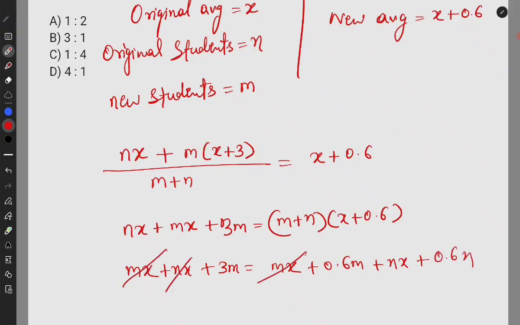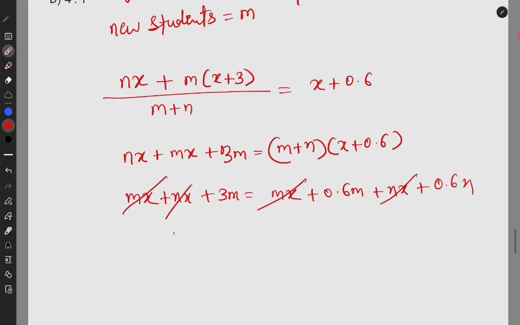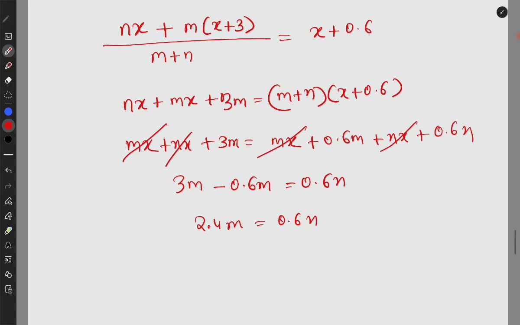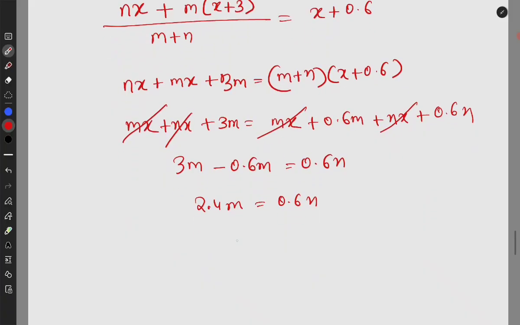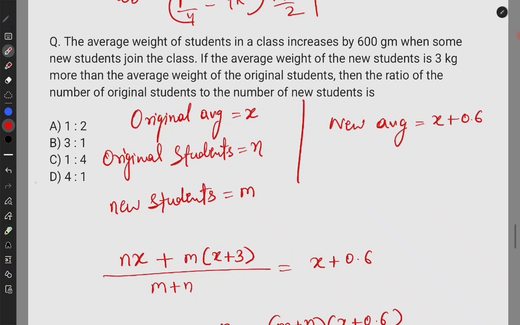So mx cancels out, nx cancels out. We are left with 3m minus 0.6m equals 0.6n. We are left with 2.4m equals 0.6n. Now they are looking for the ratio of original to new. So we get 2.4 by 0.6 equals n by m. So this will be 4 by 1. So the ratio of original students to new students will be 4:1.